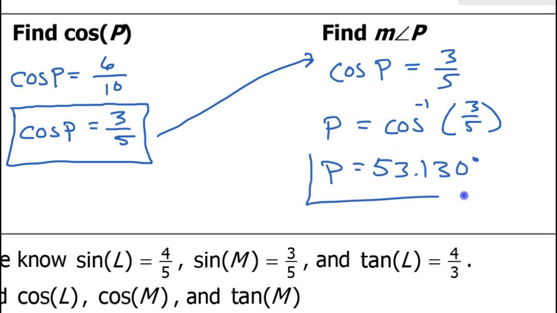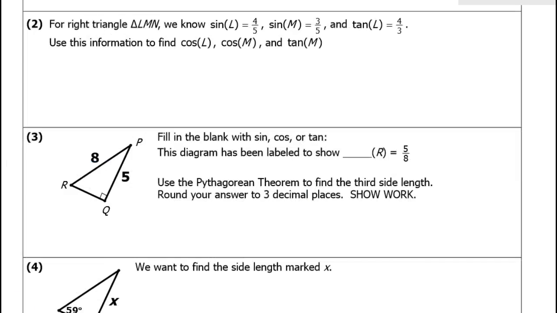degrees. Alright, notice that these are two separate questions. If I ask you for the cosine of the angle, you stop here. If I ask you for the actual value, the measure of the angle, then you use your inverse trig function and find me those degrees.